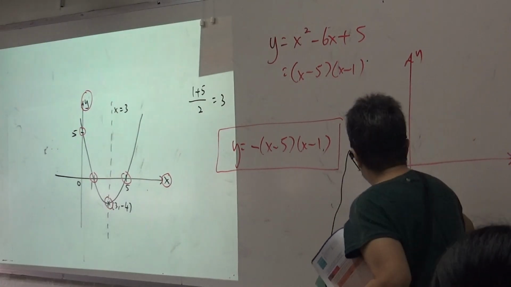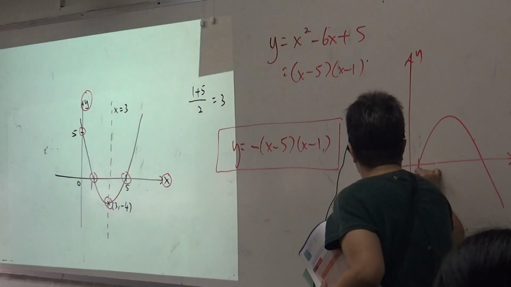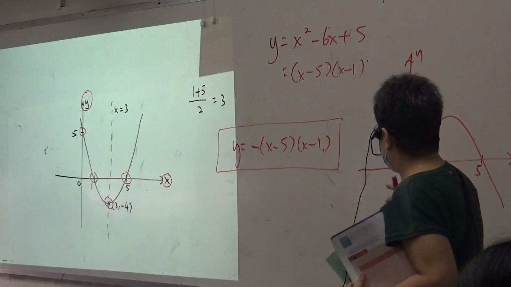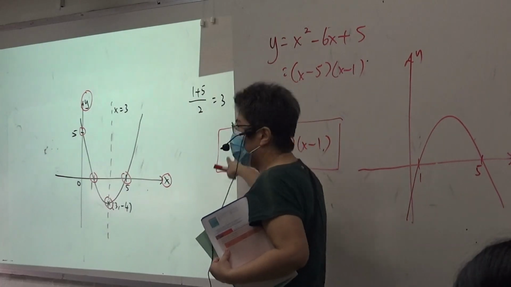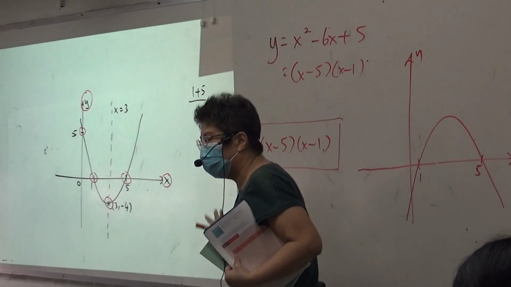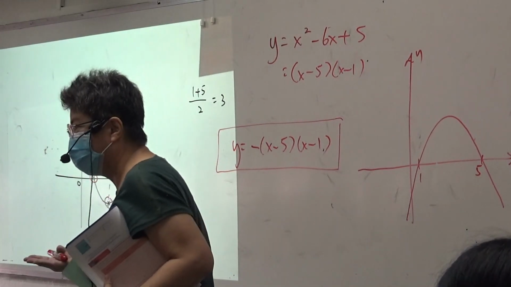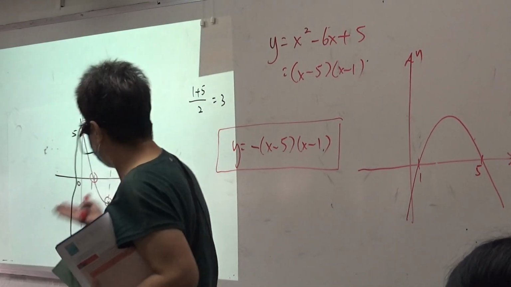Understand? It will be an N shape, am I right? With 1 and 5. Okay? But I have to find out all the rest. What's the x-intercept? I know. What's the y-intercept? What's the maximum point? And so on. Is that clear? Okay, let's work this out.